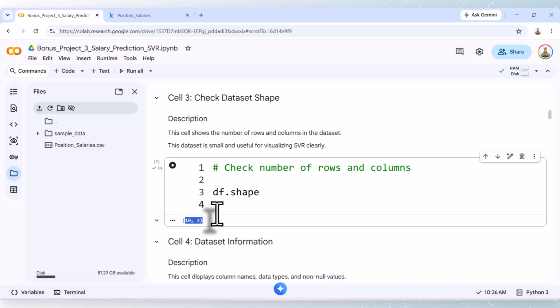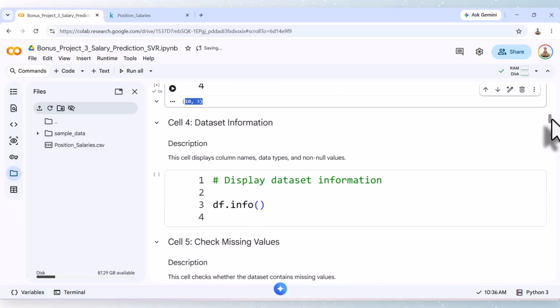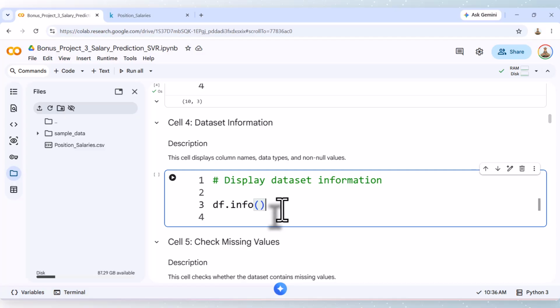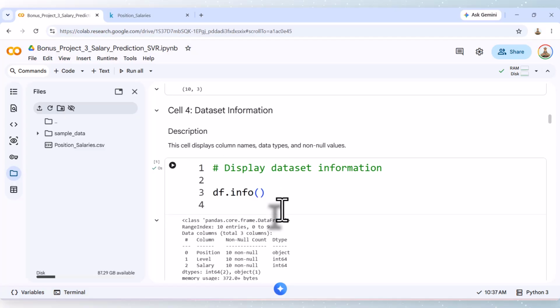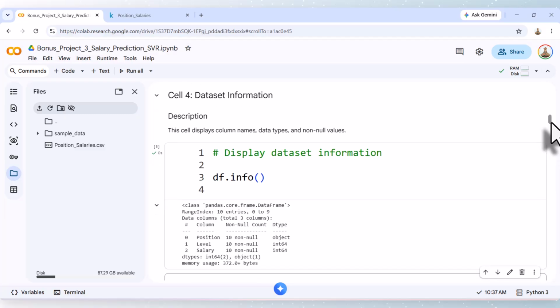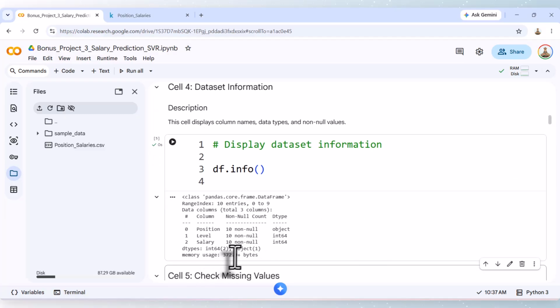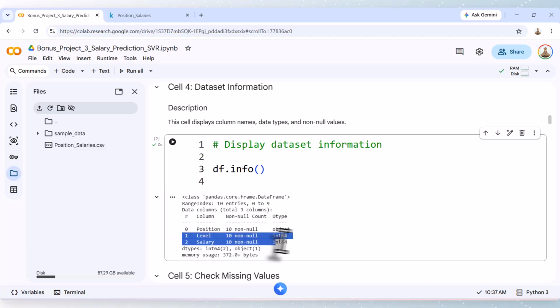So this data set is very small. So it is very useful for understanding SVR visually. Even you can use any bigger data set also in the same way. Then you can get the dataset information by using the df.info method. So this gives the information about the column names, data types, and non-null values present in the dataset along with the memory usage. So this helps us to confirm the level and salary are numerical columns. You can see that the level and salary are numerical columns and position is the categorical column.